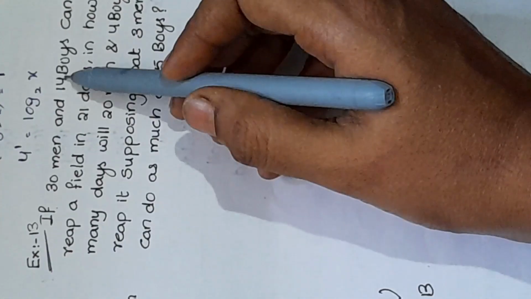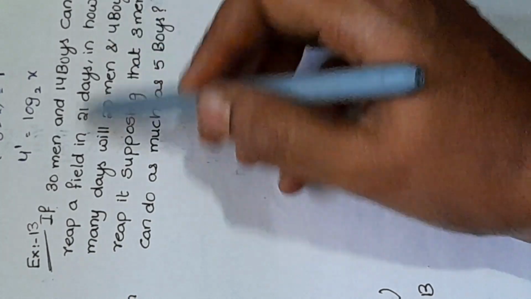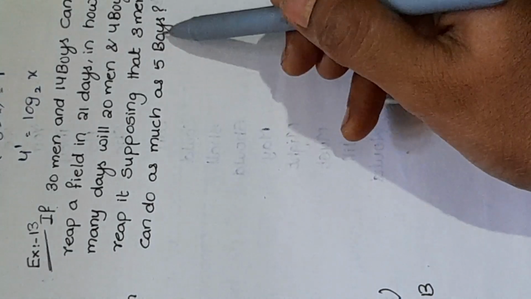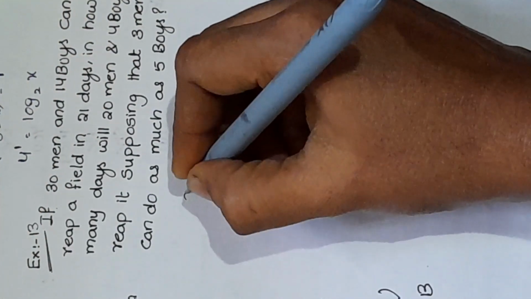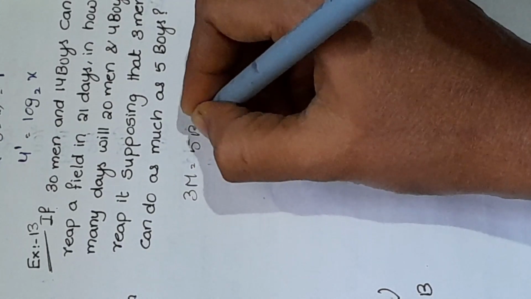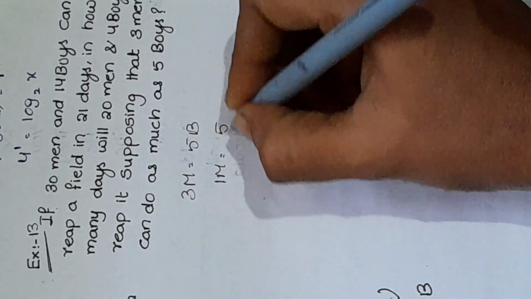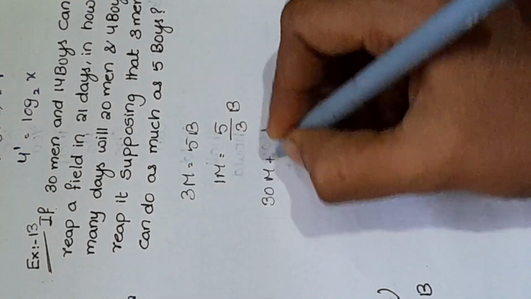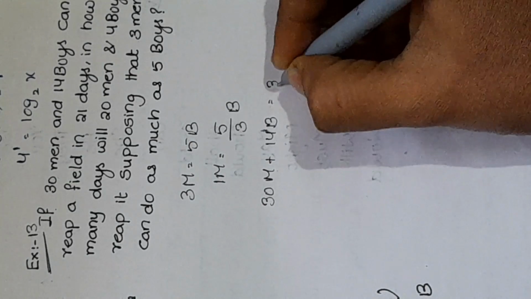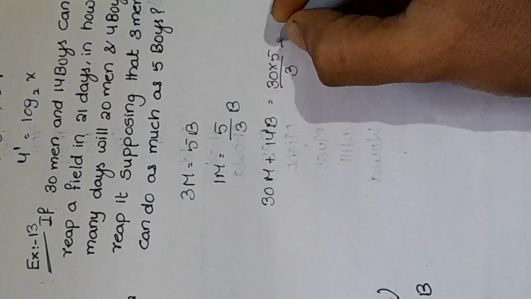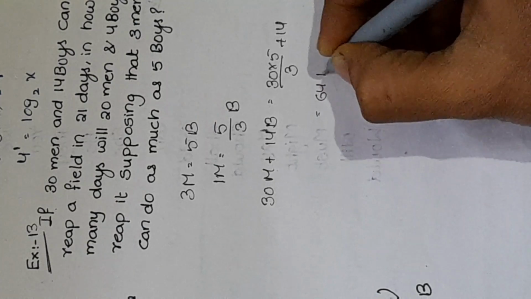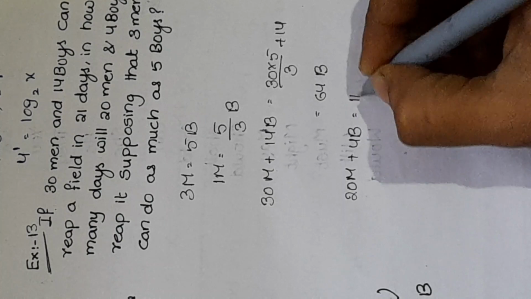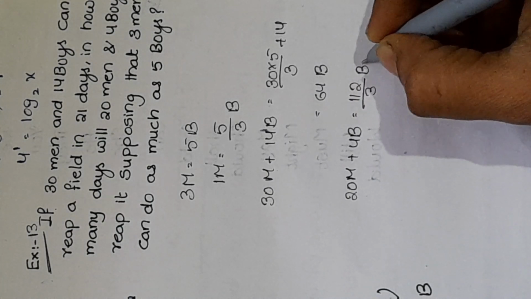Example 13. If 30 men and 14 boys can reap a field in 21 days, in how many days will 20 men and 4 boys reap it, supposing that 3 men can do as much as 5 boys? The relation given here is 3 men is equal to 5 boys, so 1 man is equal to 5 by 3 boys. Now 30 men plus 14 boys become 30 into 5 by 3 plus 14, which is equal to a total of 64 boys. And 20 men plus 4 boys becomes 112 by 3 boys.